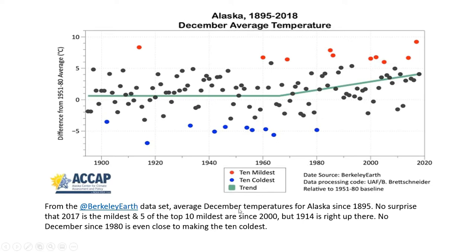And this is from the Berkeley Earth data set. Average December temperatures for Alaska since 1895. No surprise that 2017 is the mildest, and 5 of the top 10 mildest are since 2000. Right here, 1, 2, 3, 4, 5, those red dots there. 1914 is right up there. No December since 1980 is even close to making the 10 coldest. Not even close. Look at the scatter shots here. Not even close.